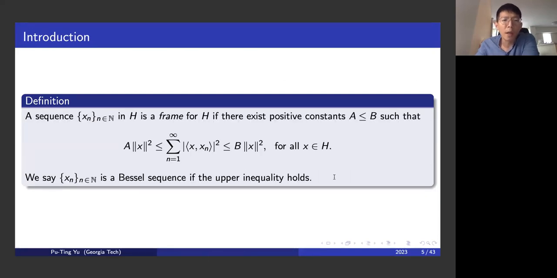We say a sequence x_n in H is a frame for H if there exist some positive numbers A ≤ B such that the following inequality holds. We call this inequality the frame inequality. We say x_n is a Bessel sequence if the upper inequality holds. Let me say something about this definition. One nice thing about this inequality is that it is not order sensitive, in the sense that even if we permute the order of x_n, the sequence remains a frame. The second good thing is that it endows the sequence with some basis-like properties, and we will explain more on what we mean by basis-like property.